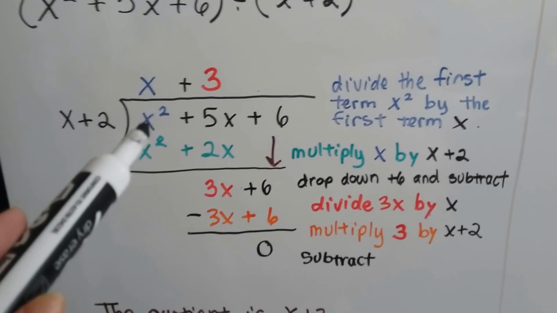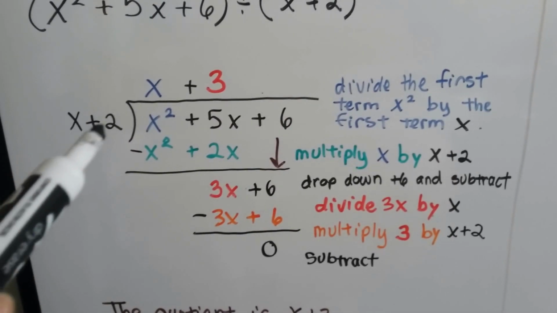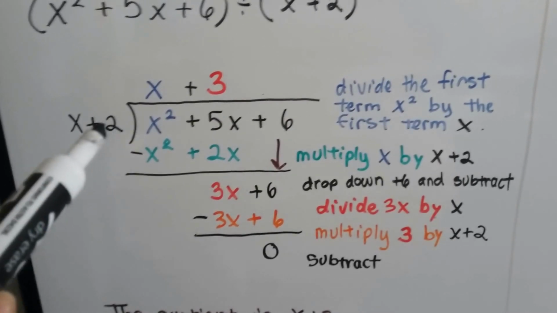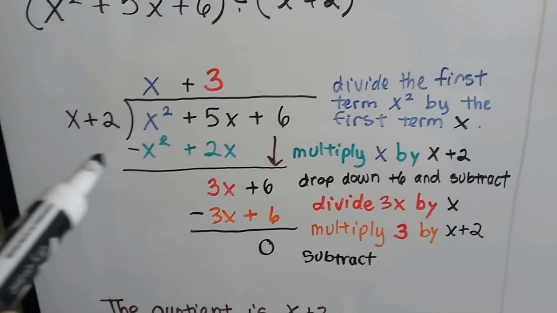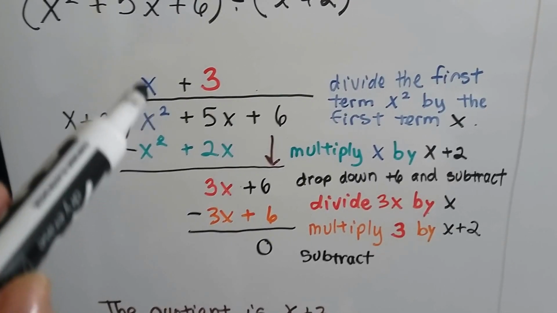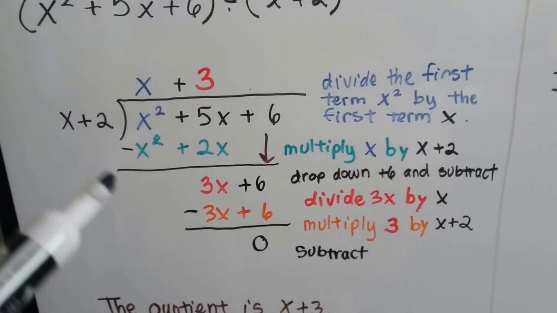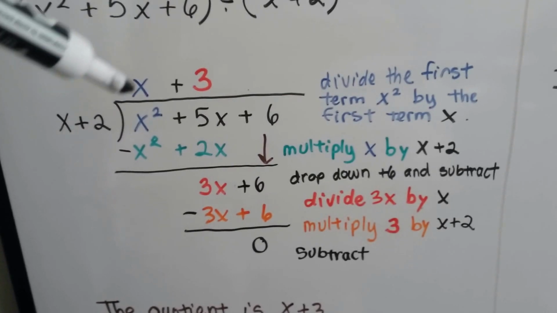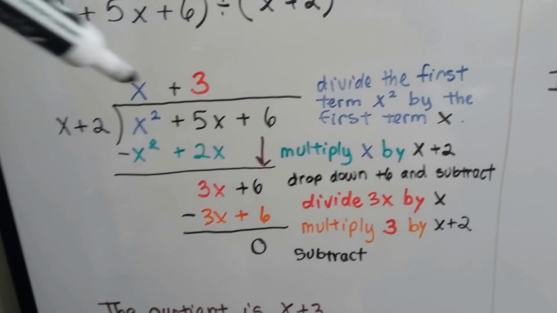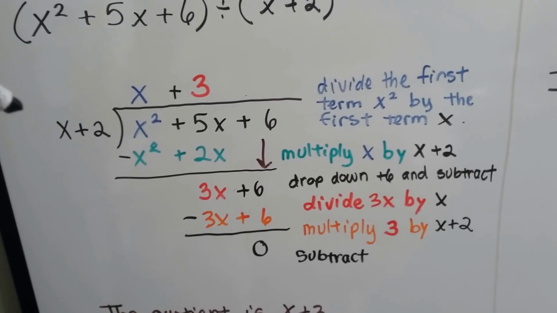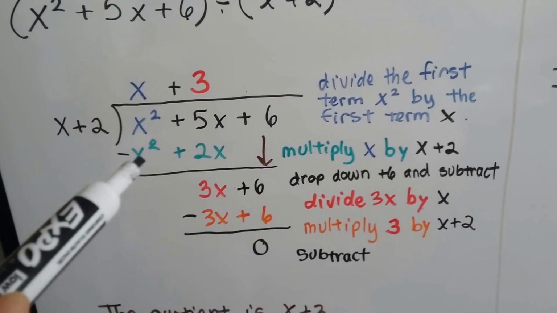We divide this first term x squared by the first term x. We ignore this plus 2 for now, okay? We're just going to divide this x squared by x. So how many times can x go into x squared? X times. Now, what we do is we multiply x times x, okay? And that's what makes the x squared. And we put that x squared here.